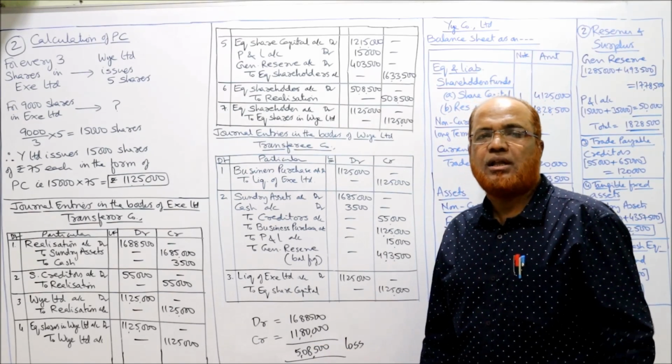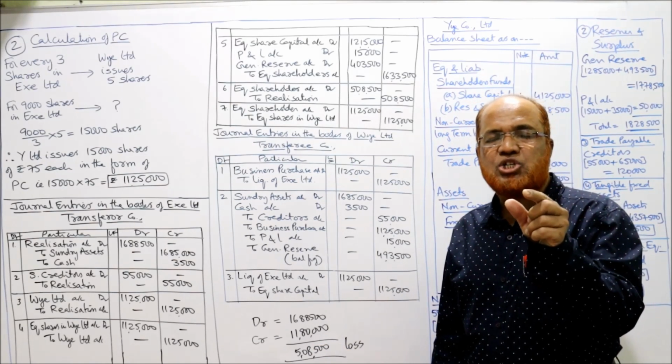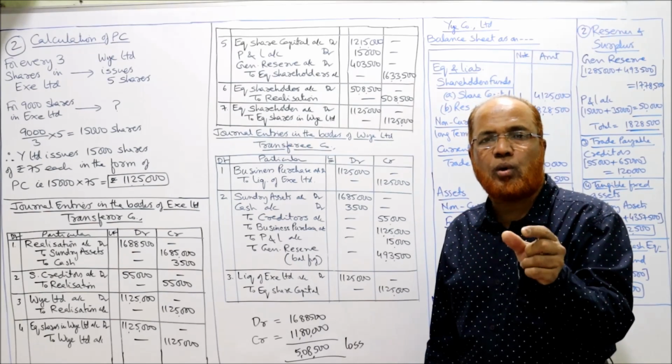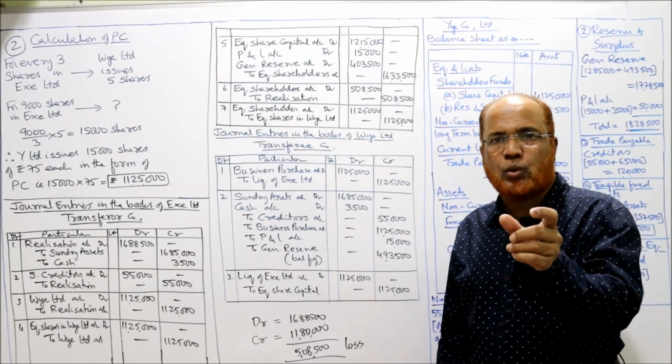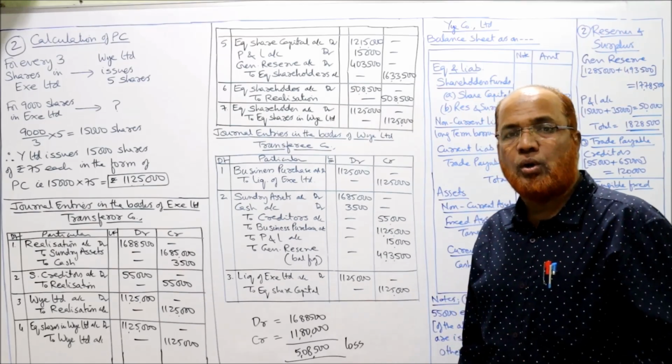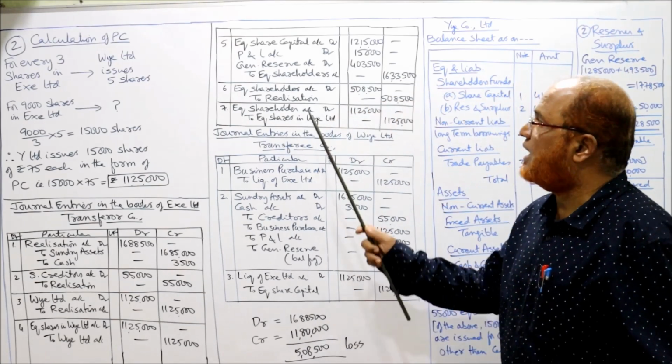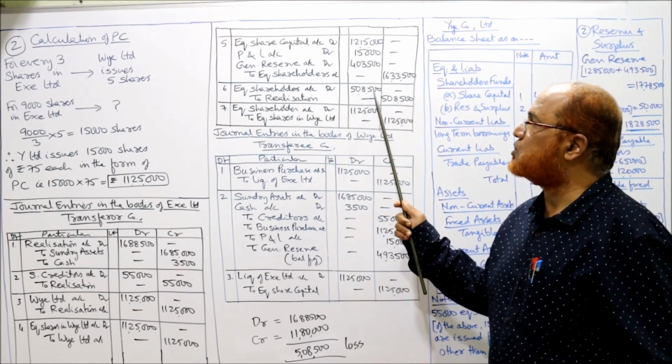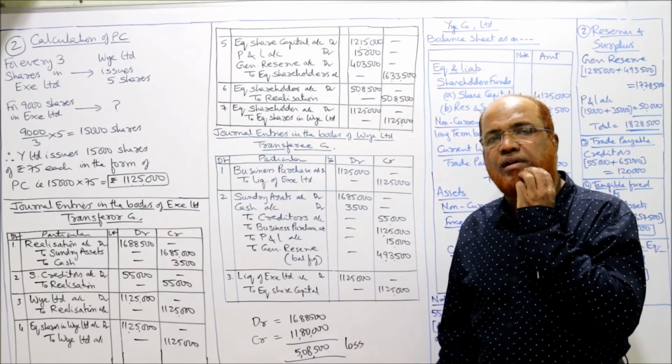5,08,500 is the loss. The entry will be equity shareholders account debtor to realization. This is the entry for loss: 5,08,500 being the loss on realization.